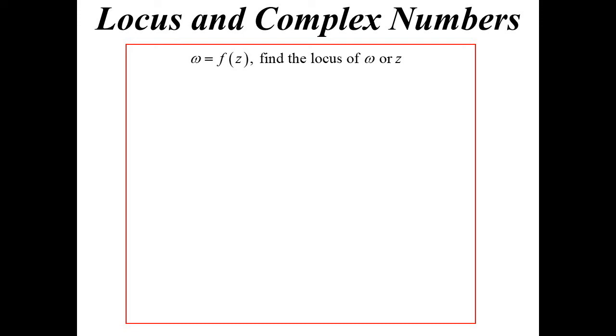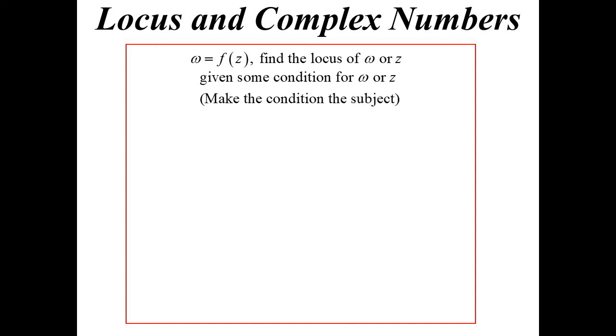So what we do is we have two Argand diagrams. One for the input, one for the output. So W is some function of Z. So we're going to input Z, and the output will be, well, I'll call it W, omega. And then we're asked to find the locus of, well, it might be omega, it might be Z, depending on the information they've given us. And they'll give us some sort of condition on either the omega or the Z so we can work it out. Basically, try and make whatever the condition is the subject. So whether it be omega or Z. And that should give us the link between the two Argand diagrams.